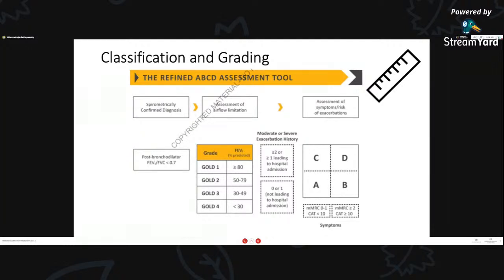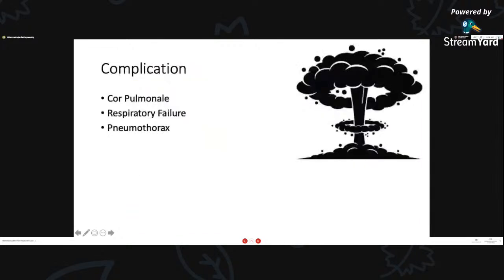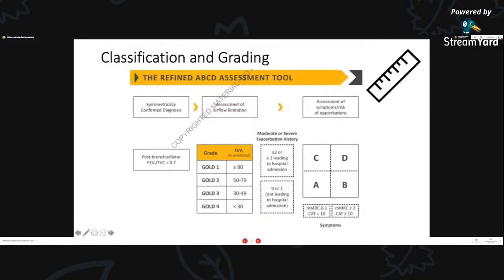So as I mentioned before, it relies on a few things. First and foremost, we need to know the MMRC of the patient. So 0, 1 will be classifications of A or C. 2 or more will be B and D.